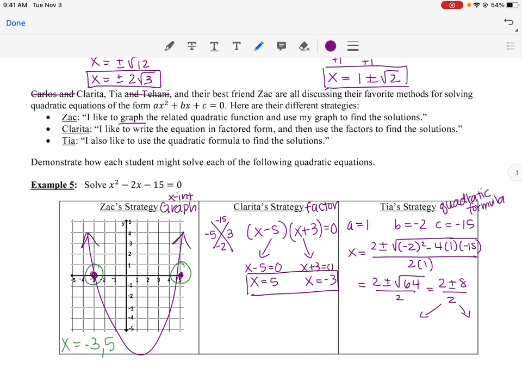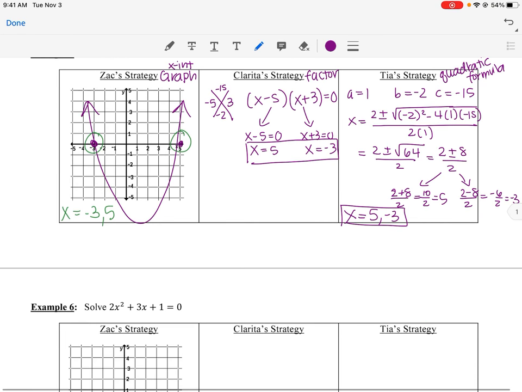So I usually do this two different ways. I do 2 plus 8 divided by 2, so I get 10 divided by 2, which is 5. And then I do 2 minus 8 divided by 2, so I get -6 divided by 2, which is -3. So once again, we get the same answers. x equals +5 and -3. So it doesn't matter which format we do it in, we end up with the same thing.